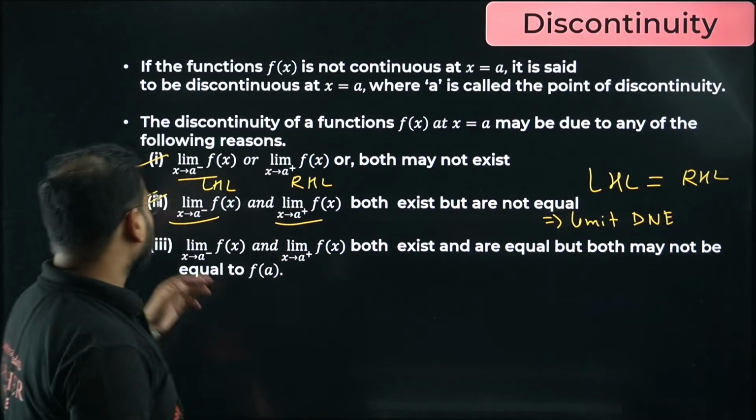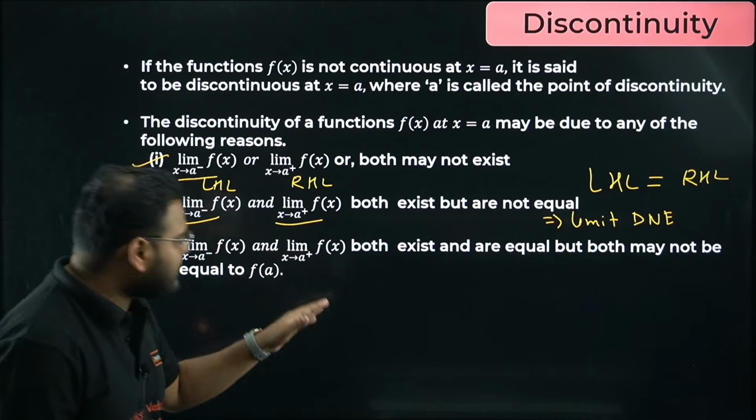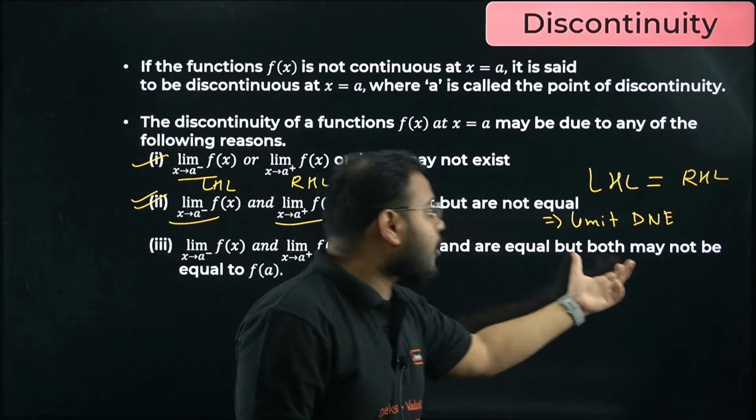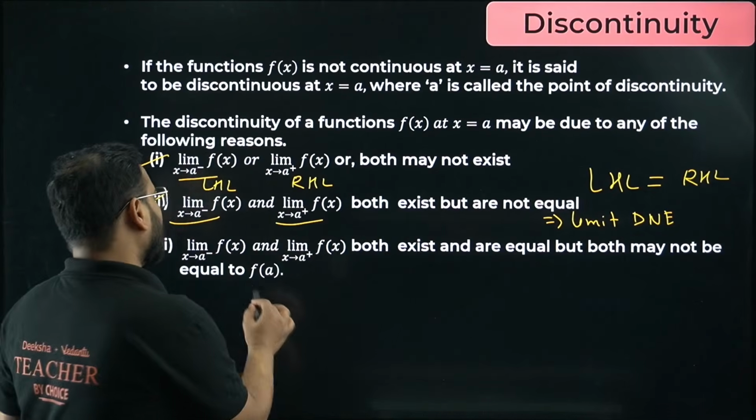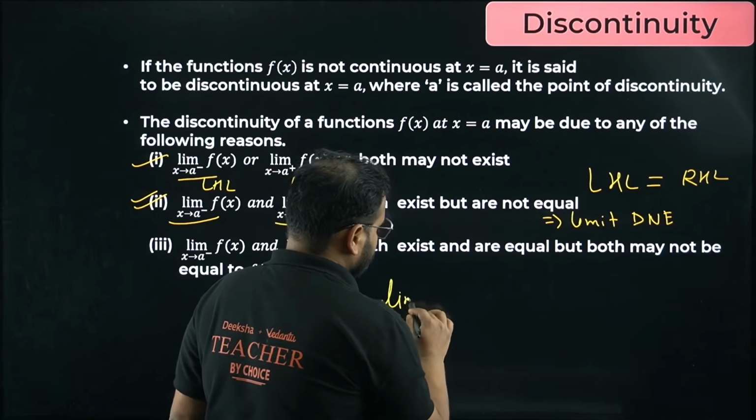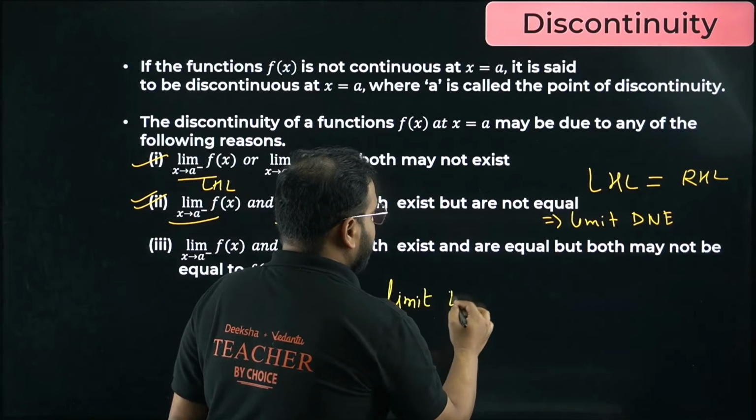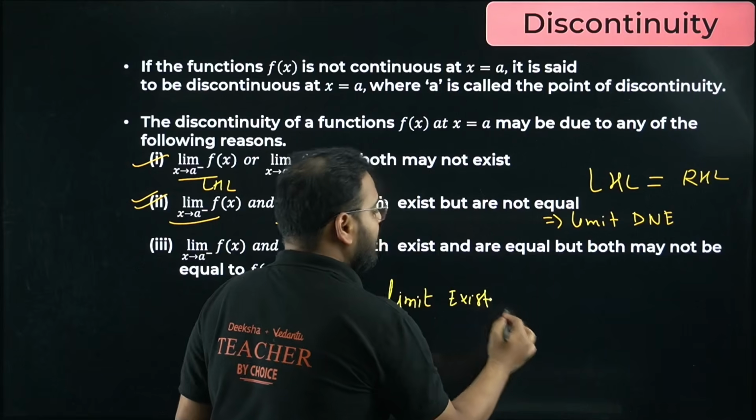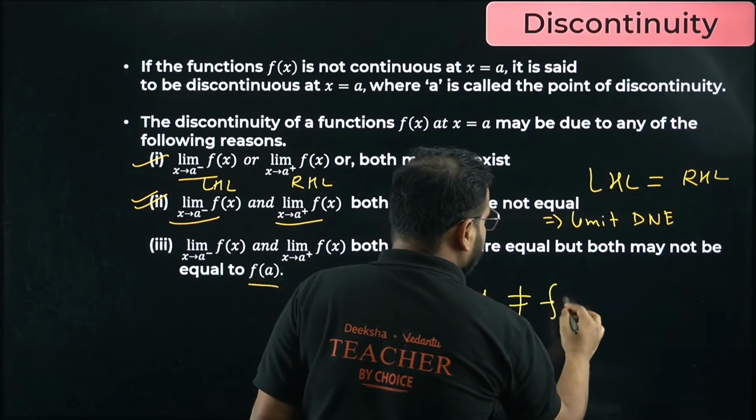Next, the limit of f(x): both exist and are equal, but not equal to the function value at a. This means the limit exists but is not equal to f(a).